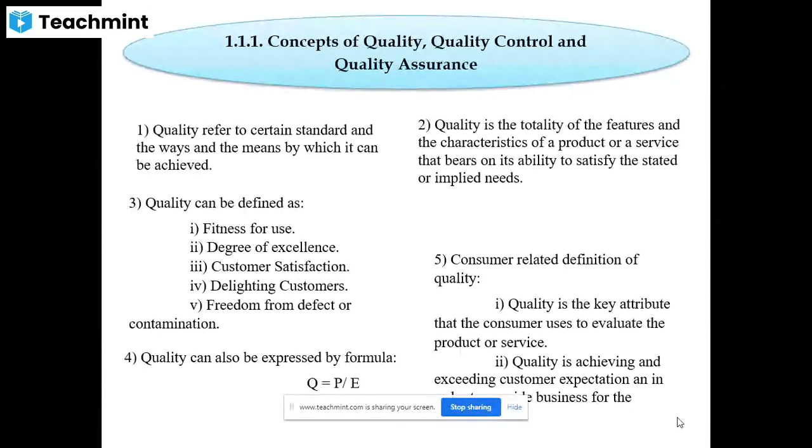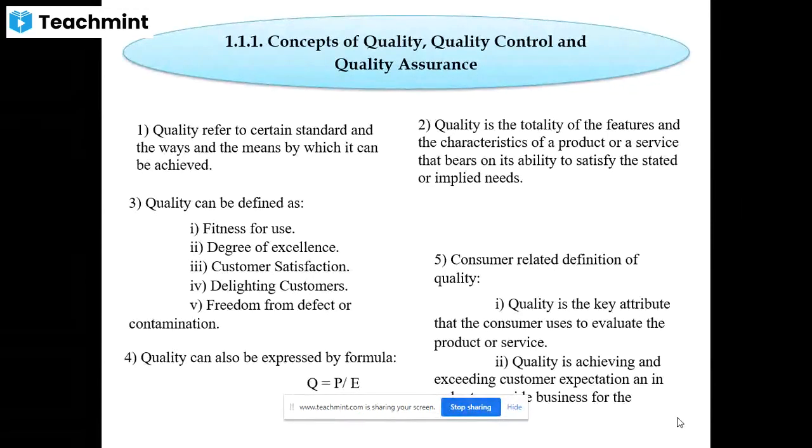It can be delighting customers, and it can be nothing but freedom from defect or contamination. They are assuring us. अभी assurance आगे अलग concept है. We have to just talk about the quality. Quality किसे कहते हैं? What is a quality?